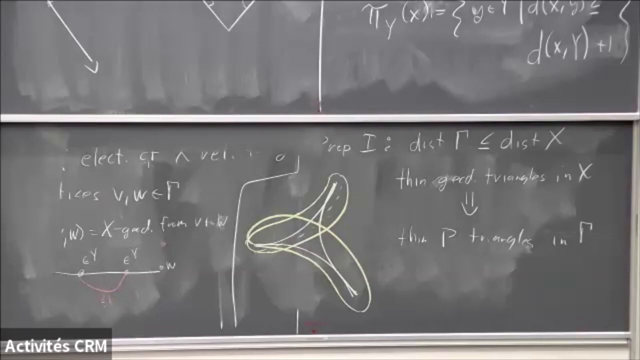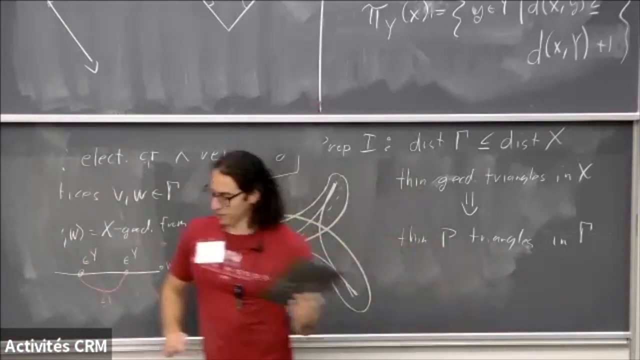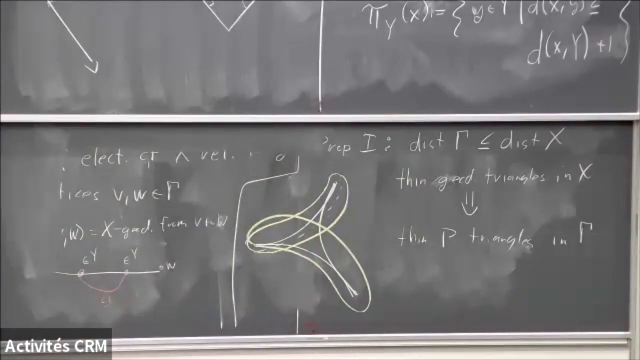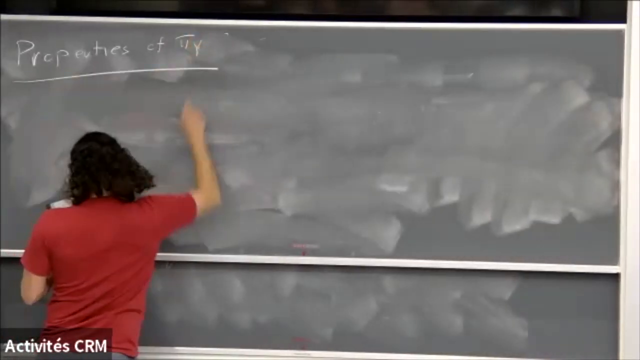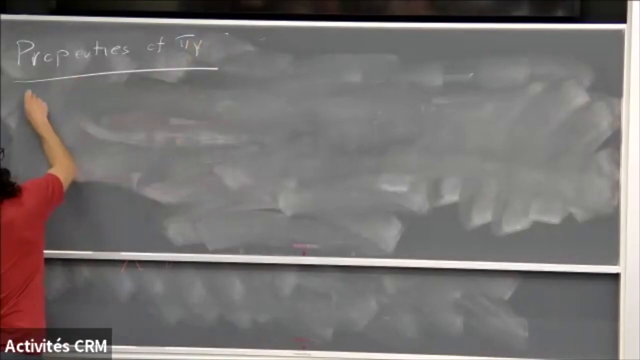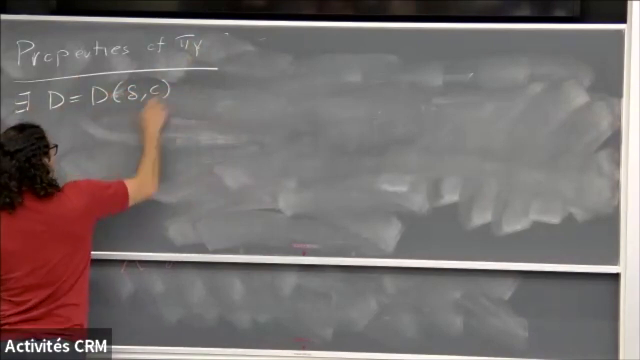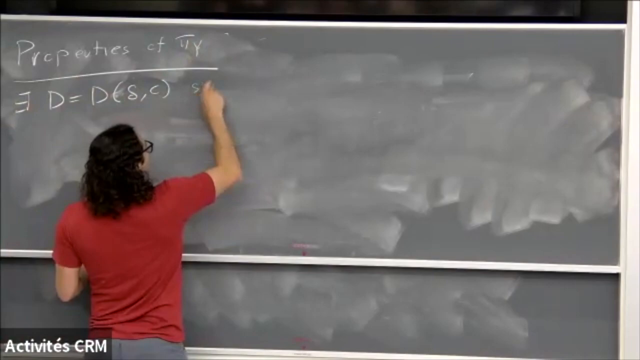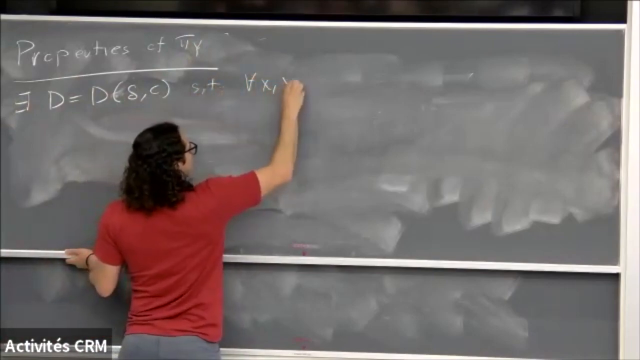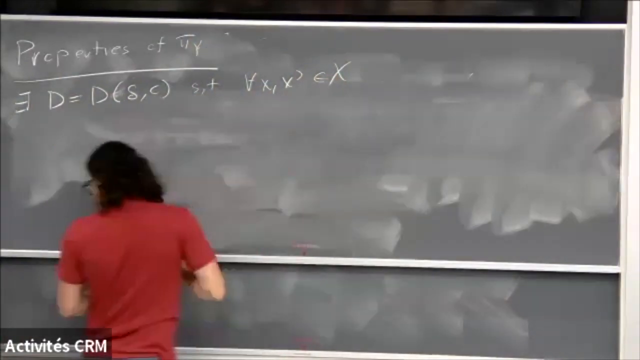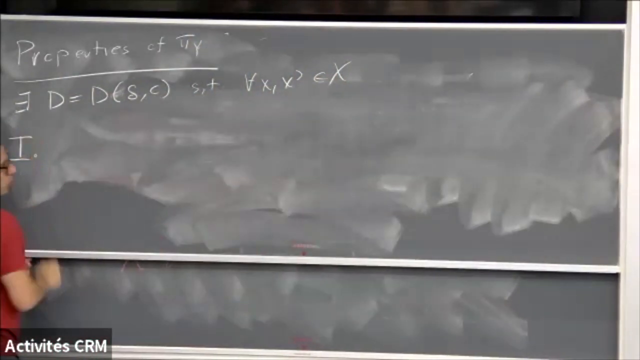So I'm going to list a number of properties of this projection. I'm not going to prove any of them. And if you're curious, I'm happy to walk you through or point you to resources afterwards. So, properties of pi_Y. There exists a number D, depending on delta and C, so that for all pairs of points x, x prime in X, you have the following. The first property is going to get rid of this issue of what's the diameter of this set.